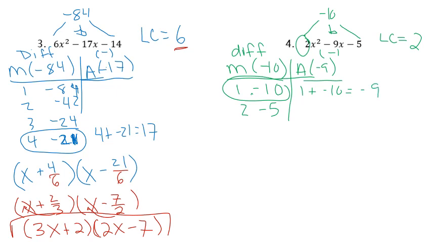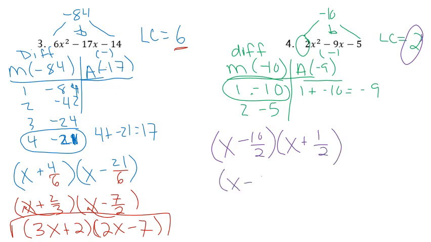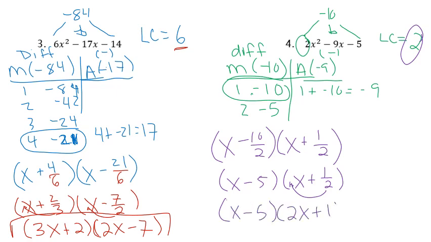And then we're going to go ahead and factor it out. So x, I have a 10 and a 1. I'm going to divide by my leading coefficient. So this would be x minus 5, x plus 1/2, and then the 2 that's in the denominator, I got to move. So x minus 5, and then 2x plus 1, and this would be our final answer.